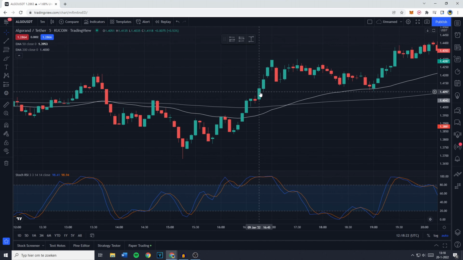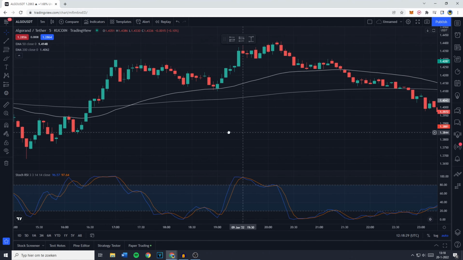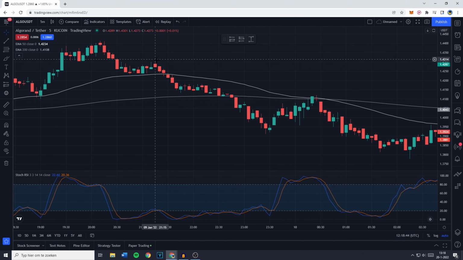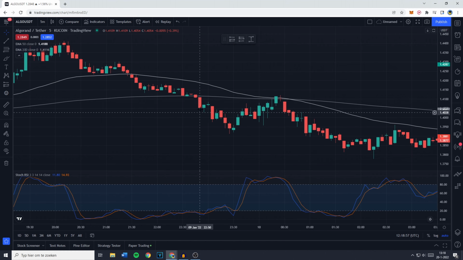Now the reason you're not gonna enter this trade is because of the stochastic RSI. Even though you made a breakthrough, you're already at the oversold or overbought territory, which implies that there's gonna be a price correction. Now right here you can also see that there's a breakthrough of the 50 EMA, and a few moments later there's a breakthrough of the 200 EMA.